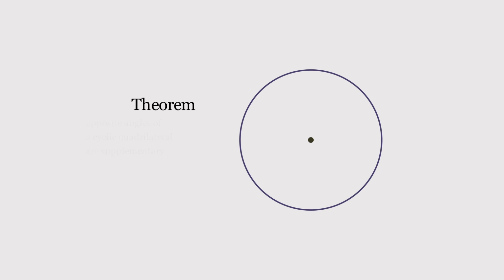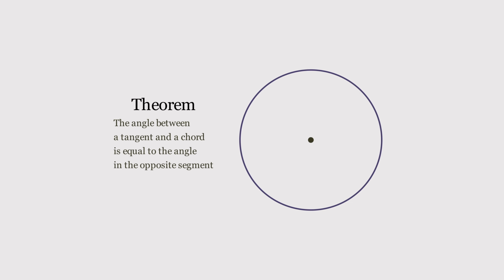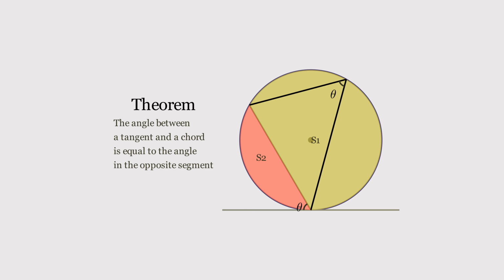The next theorem states the angle between a tangent and a chord is equal to the angle in the alternate segment. This can be confusing at times, but I want to look at it this way. If you have two segments and you happen to have a tangent make contact with the chord, the angle in this segment will be equal to the angle subtended by that same chord on the circumference of the opposite segment.